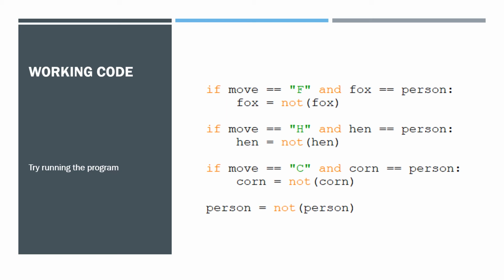You might notice that I swap the person's position after I've done all of those if statements. There's a good reason for that. If I moved first, then all the if statements wouldn't work properly because they're checking if I'm on the same side of the river as the fox. So I have to do that check before I move.